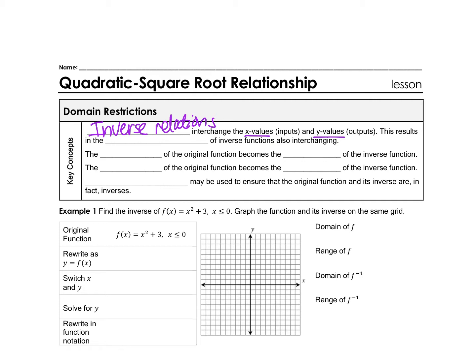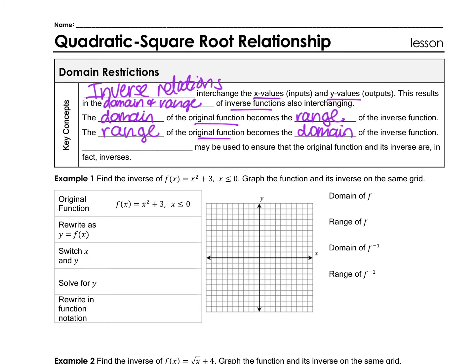This results in the domain and range of the inverse functions also interchanging. So your domain and range are just switched whenever you have your inverse. So the domain of the original function becomes the range of the inverse function, and vice versa. So the range of the original becomes the domain of the inverse function.